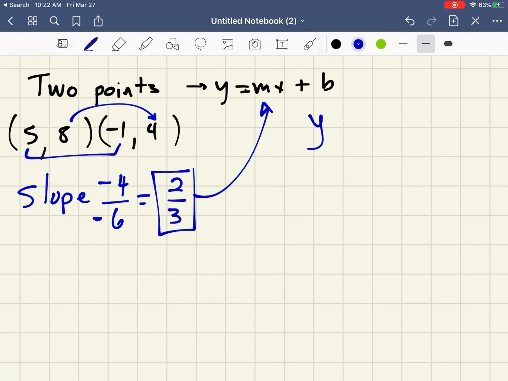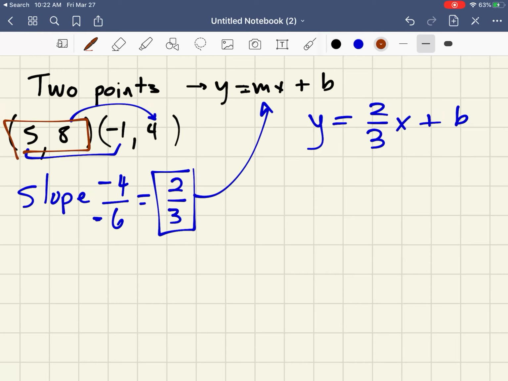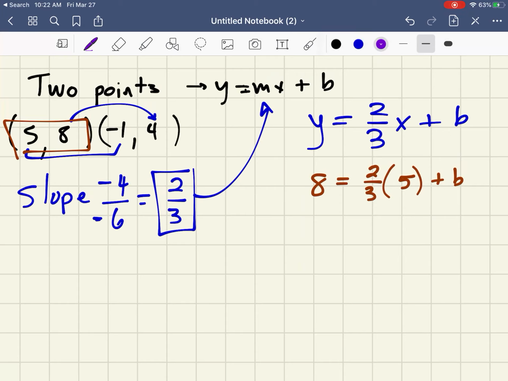But now that we have the slope, we plug it right into our equation. Y equals 2/3 x plus b. I then can choose my point. I would suggest 5, 8. 8 is the y value, 5 is the x value. Now we have an equation with one variable, which we should be able to solve.